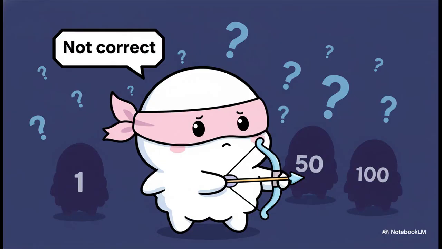Just think about it. You're playing the game, you guess, say, 50. The computer just says, not correct. So, what do you do next? Guess 1? Guess 100? You have no idea. That one unhelpful response makes the game feel like a total shot in the dark. We can do so much better than that.